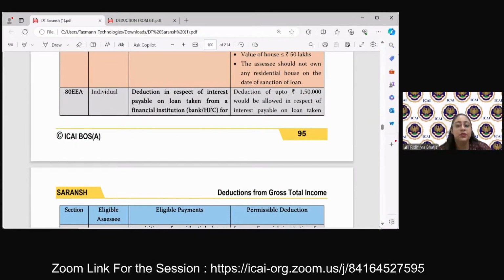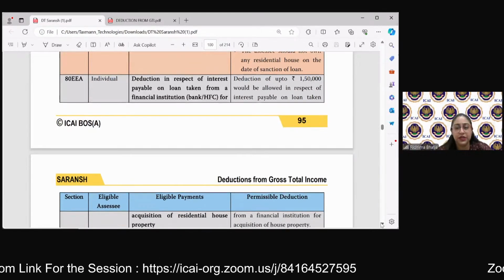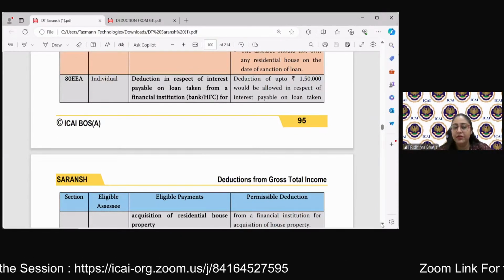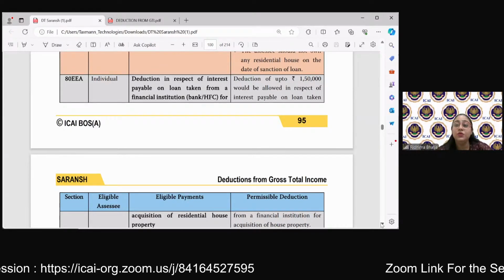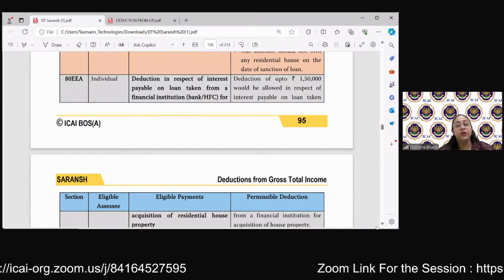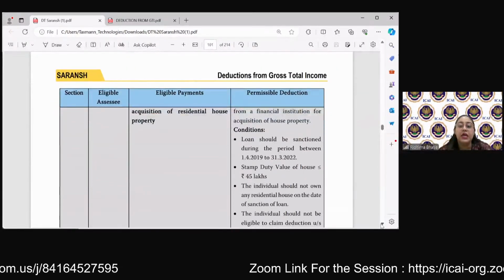It is also a section which gives a deduction on interest on a house loan taken from banks, financial institutions, etc. But now the conditions are a bit better. The deduction was a quite higher amount. It was 1,50,000. There the deduction was only 50,000. Here, the deduction was 1,50,000.